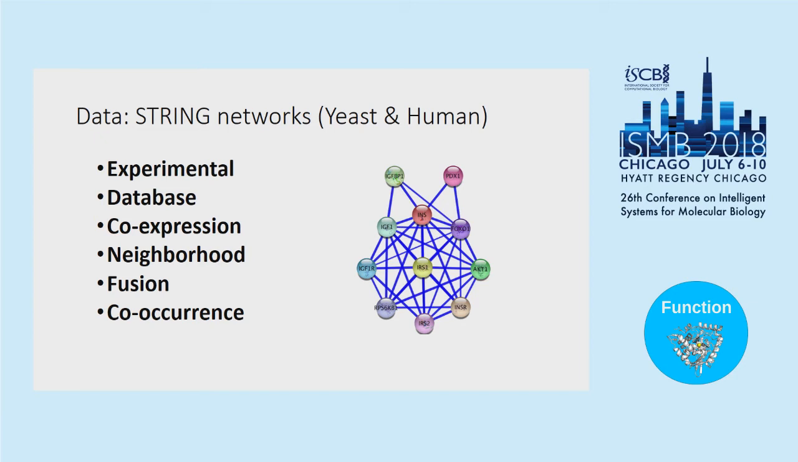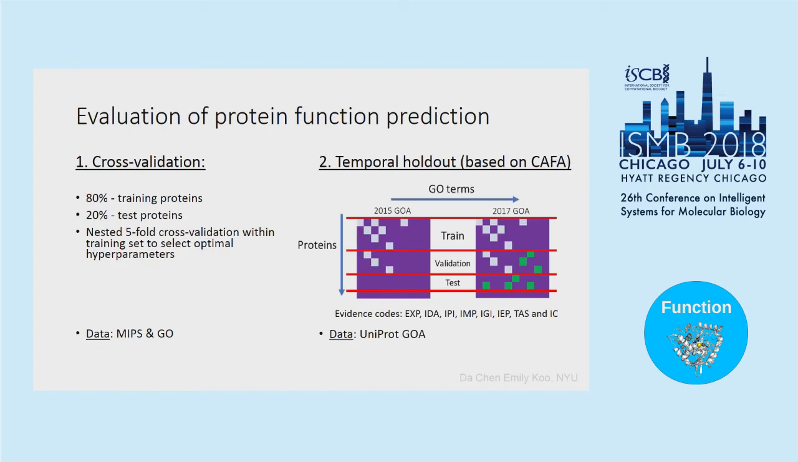This is the data we use. We use these 6 networks that we obtain from StringDB, and I'm going to show you results separately for yeast and human. We also use 2 evaluation strategies. The first one is adopted from the mashup paper, identical to the mashup paper. It's a cross-validation because we wanted to make a fair comparison with that method. We do random splitting with 80% of proteins in the training set and 20% test proteins. On the 80% proteins, we run nested 5-fold cross-validation to fit the hyperparameters of the SVM, and we report the results on the 20% of test proteins. We do that on MIPS and gene ontology annotations that were also obtained from the mashup paper.